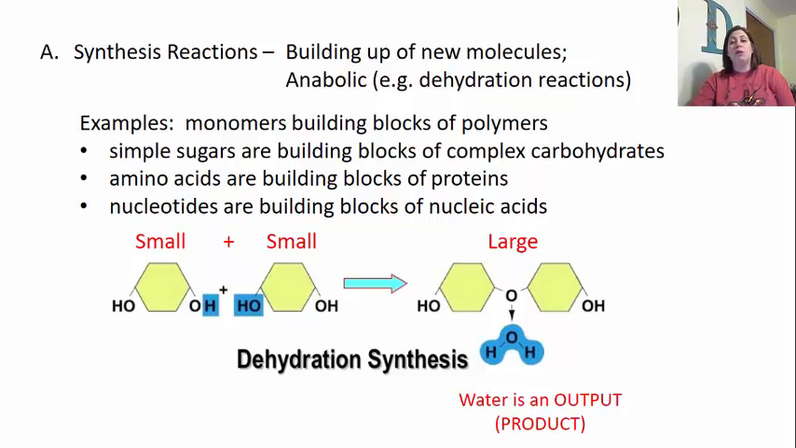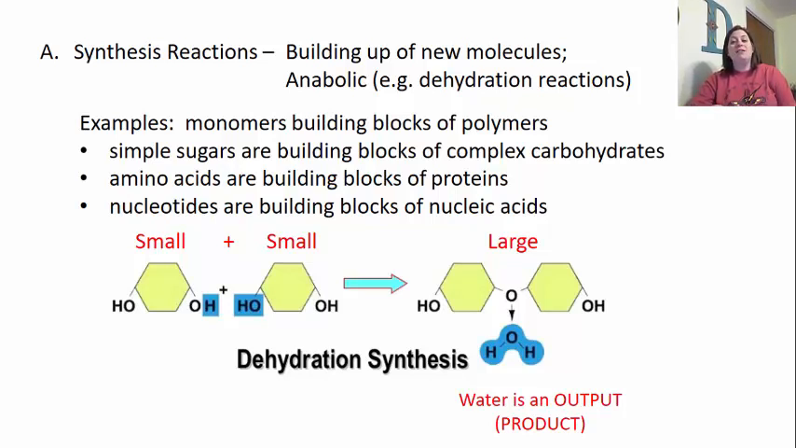We can add more and more together to create complex sugars, also known as polysaccharides. Another example is where we can take the building blocks of a protein called amino acids and put them together to make a bigger protein. We also can do nucleotides to build nucleic acids. All right, so these are just some examples of how this works.